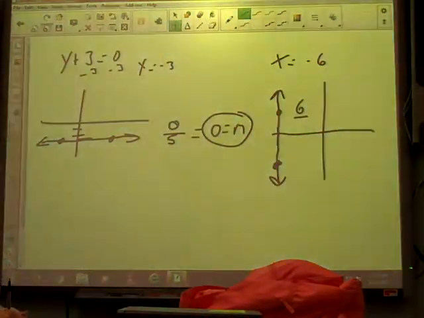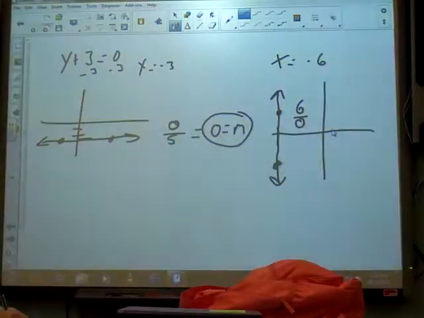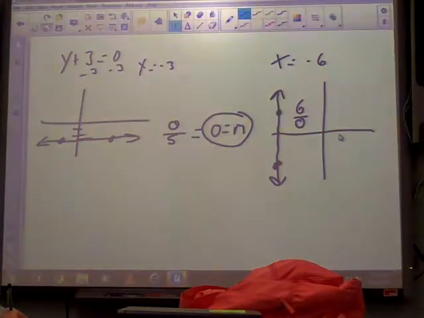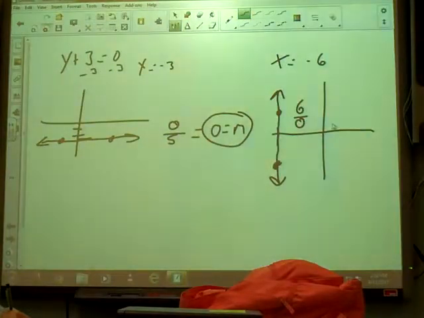Run. How many did I move left or right? 0. What's 6 divided by 0? Undefined. You can't have a 0 on the bottom. No zeros in the denominator. Undefined. So my slope on this, I can write it a couple of different ways.